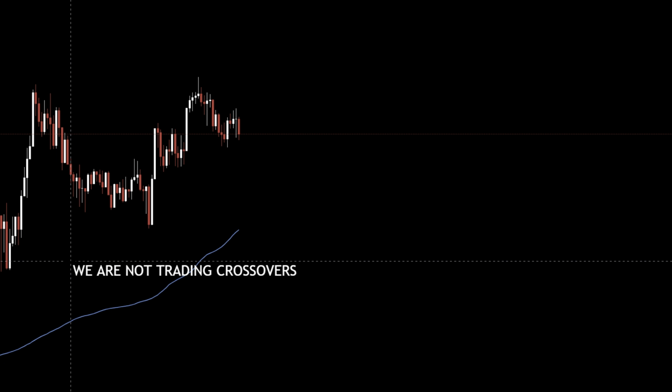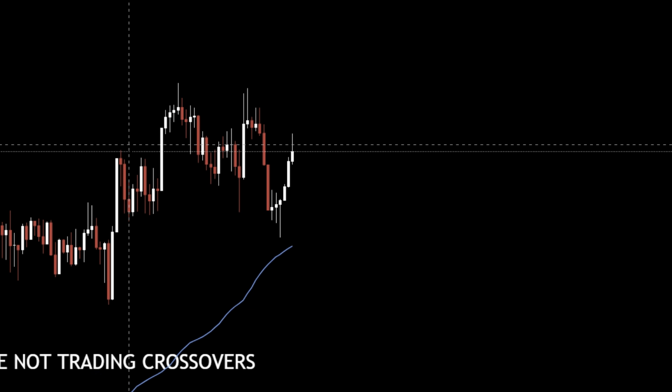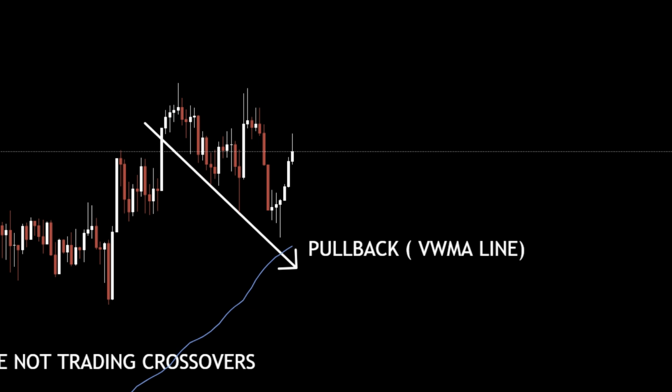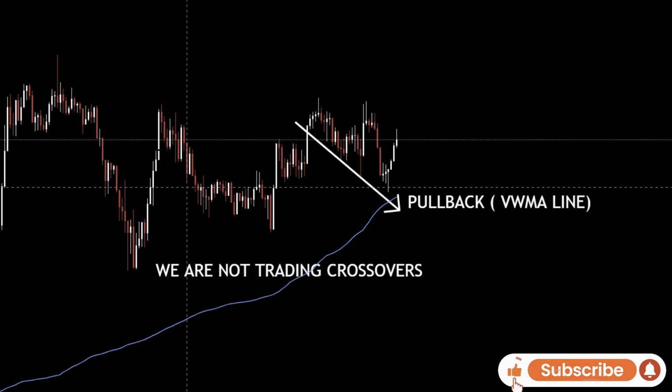Now watch the price action. Price crosses the VWMA, and here's where beginners make the mistake. They see that cross and they buy immediately. But that cross doesn't mean enter. It means consider. It means maybe. It means pay attention. But do not touch your mouse yet. Because now we need price action confirmation in this professional trading strategy.